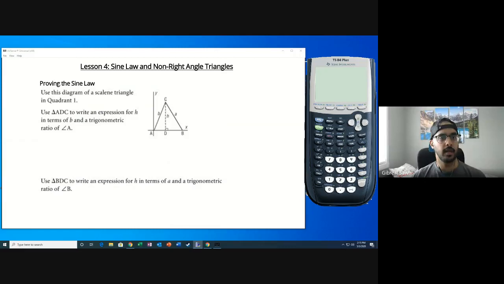So you have a picture provided. It's a scalene triangle in quadrant 1. Use the triangle ADC to write an expression for h. So there's that height, that altitude, in terms of b, and a trigonometric ratio of a.